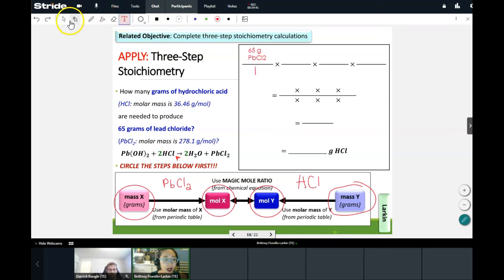In the next step, I want to get rid of grams of PbCl2. Where does it go? It's on the top right now. Opposite side would be the bottom. Grams of PbCl2. Now, can I go to my new chemical yet? If I'm at grams, can I go to my new chemical? Yes or no?